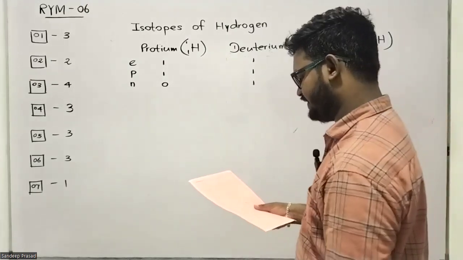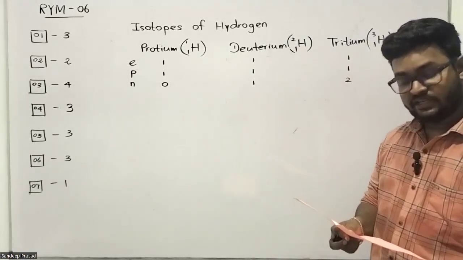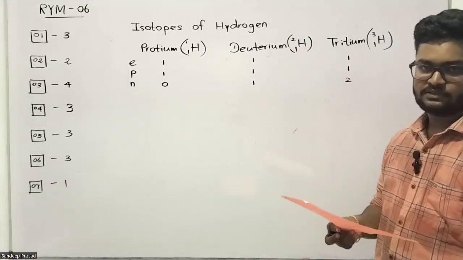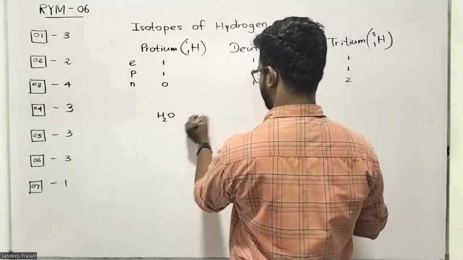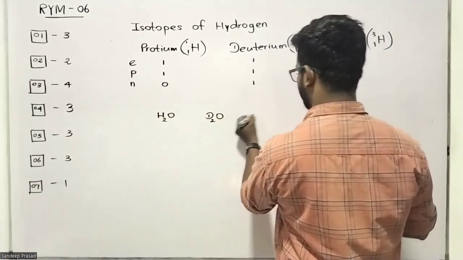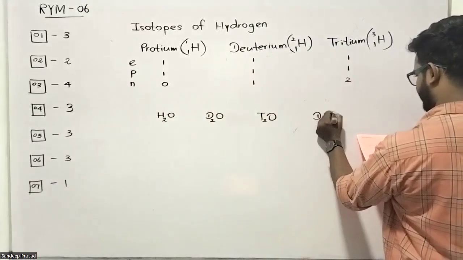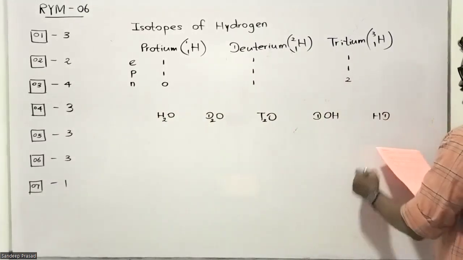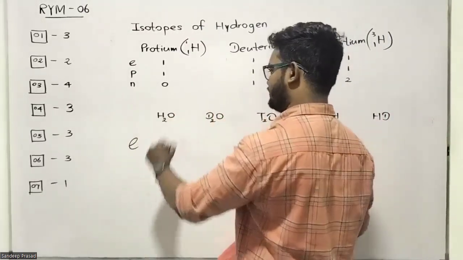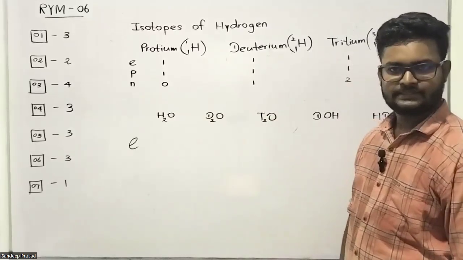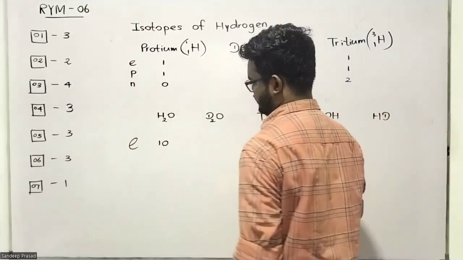In this question, they have given 5 compounds. Which of the following molecules contain an equal number of electrons, neutrons, and protons? Very easy. Let's go one by one. First, they have given H2O. Then D2O, T2O. This D means deuterium, and capital T means tritium. Then DOH, and the next one is HT. So let's count the electrons. We know that an oxygen atom has 8 electrons, and hydrogen has 1. There are 2 hydrogens, therefore 8 plus 2.